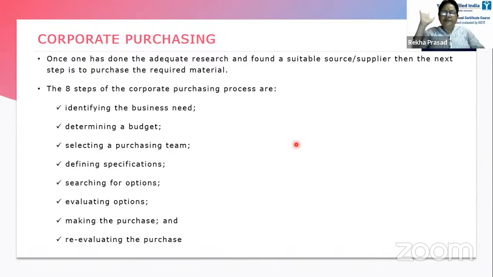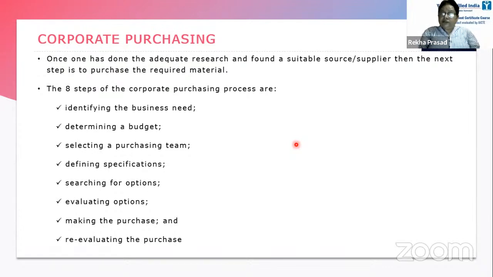कॉर्पोरेट परचेसिंग प्रोसेसेस में क्या है? आइडेंटिफाइंग द बिजनेस नीड्स, डिटरमाइनिंग अ बजट, selecting a purchasing team, defining specification, searching for options, evaluating options, making the purchase and re-evaluating the purchase. One go में तो नहीं होगा. क्या? What do you want to make? Suppose you want to make furniture, okay, so this is your need to make that furniture, whatever raw material, whatever skill, manpower, whatever you require.